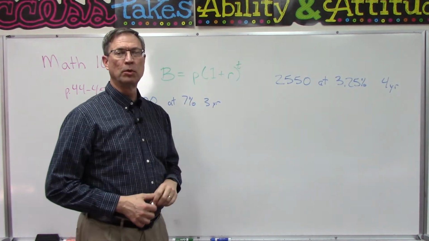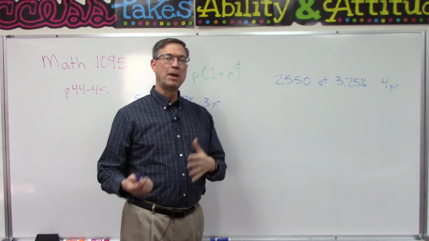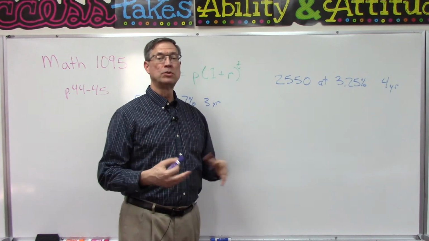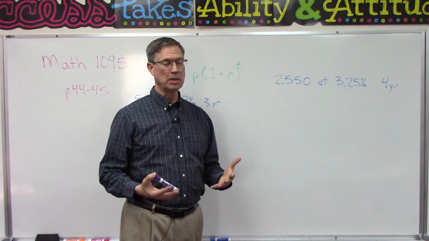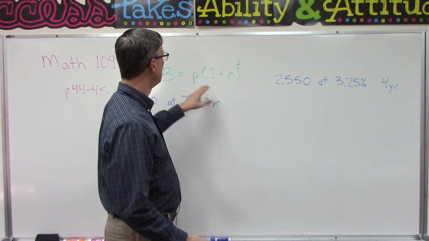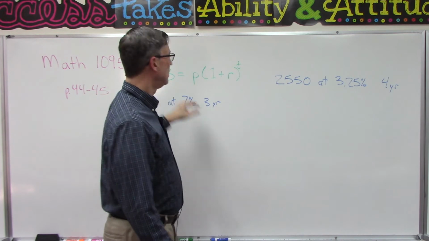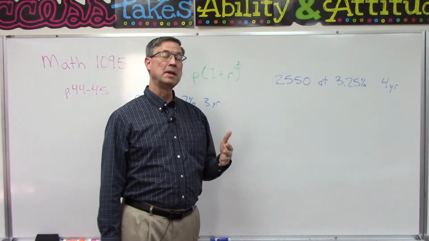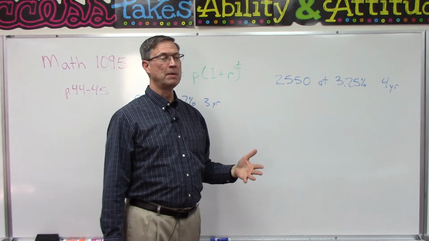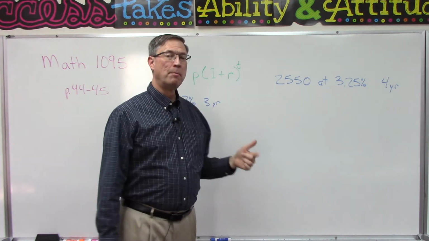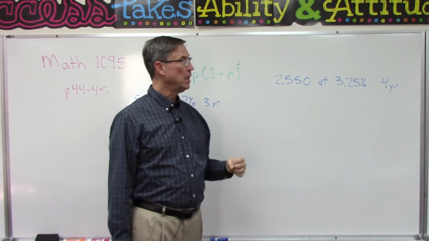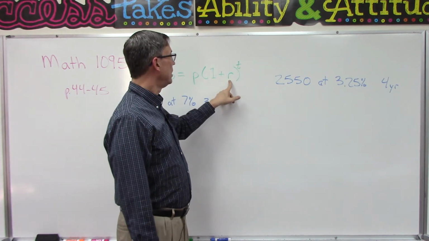P is principal. So principal is the amount of money that is getting put into the savings account at the beginning. Okay, so that's the money you start with is the principal. The B here is the balance, which means the money in the account at the end of the time period. Now this is just the number 1, okay? And then the R is the rate.